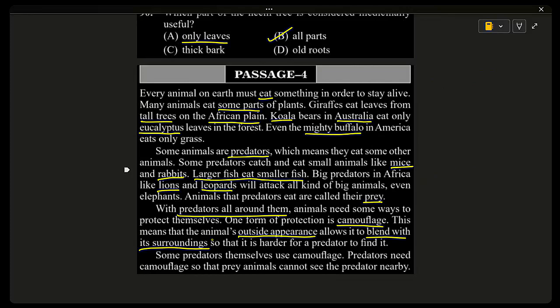So some predators themselves use camouflage. Which predators? Predators need camouflage so that prey animals cannot see the predator near them. So camouflage is used by both predators as well as prey. Why are prey using it? So that predators don't see them, so they don't become prey. And why are predators using it?